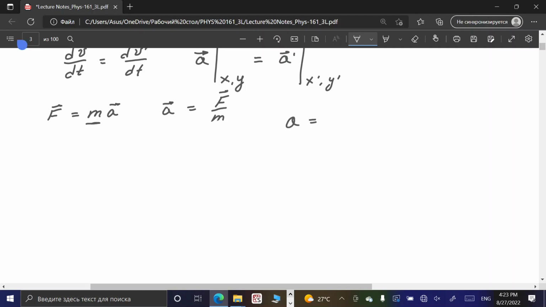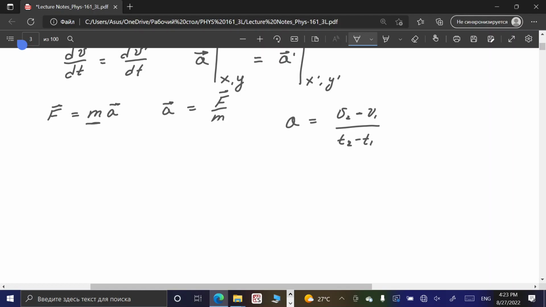So acceleration we can express as v2 minus v1 divided by t2 minus t1. So that is quite straightforward and intuitive approach to measure acceleration, which shows that we definitely can do it quite accurately. Of course, technically it's not so easy as may seem to you, but we can do it.